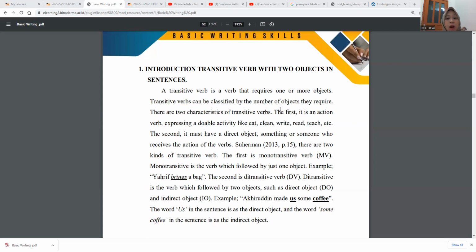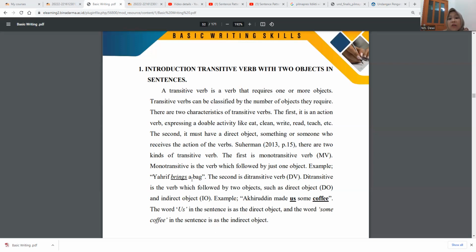Now, according to Suherman 2013 page 15, there are two kinds of transitive verbs. Jadi ada dua bentuk transitive verbs. The first one is the monotransitive verb. It is a verb which is followed by just one object. Jadi itu kata kerja yang diikuti hanya oleh satu objek. For example, Yahrif brings a bag. Yahrif membawa sebuah tas. So there is only one object. The object is a bag.